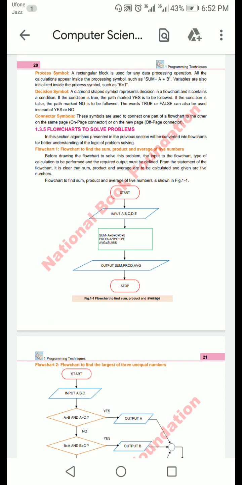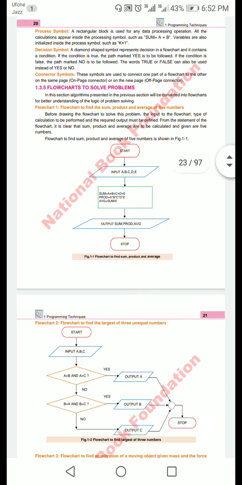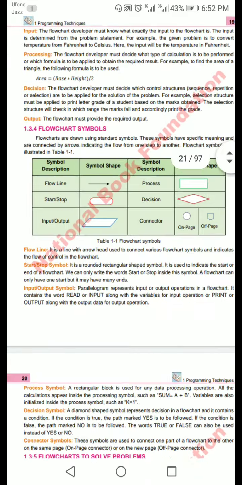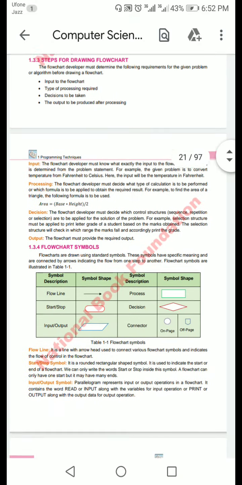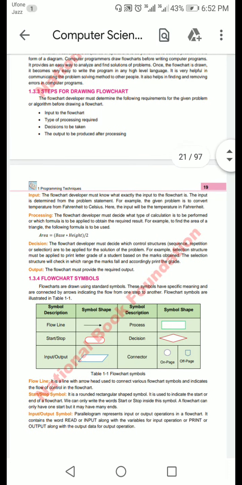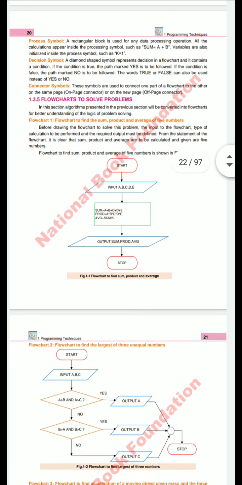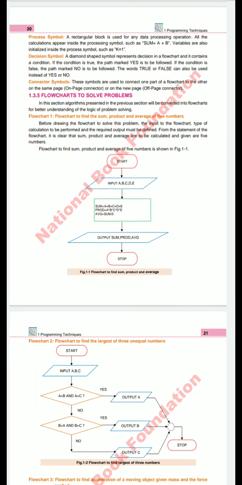In our lecture number 8 we discussed flowcharts, the symbols of flowcharts, and the steps of flowcharts. Now in this lecture we will discuss the examples of flowchart.